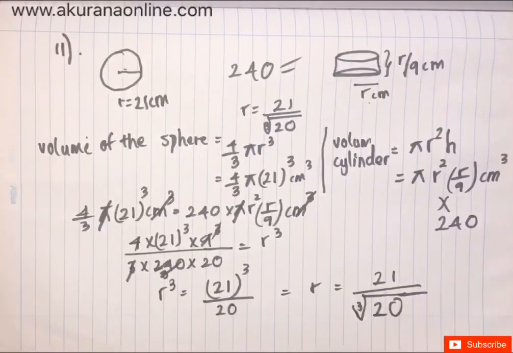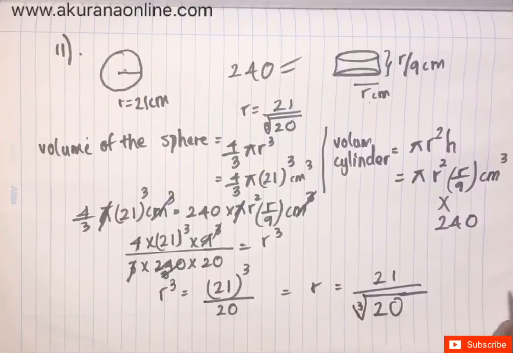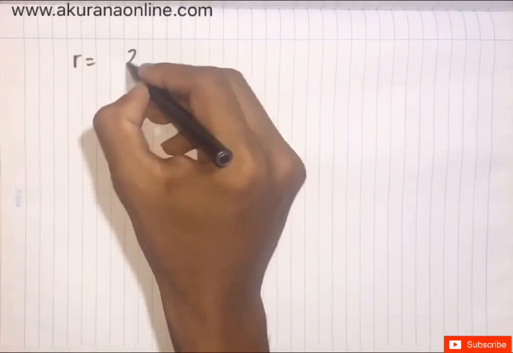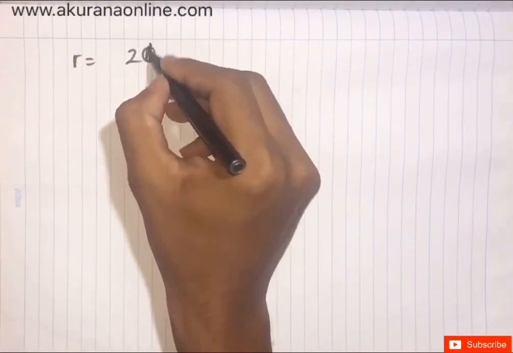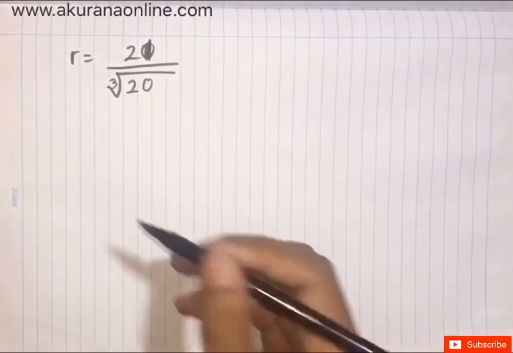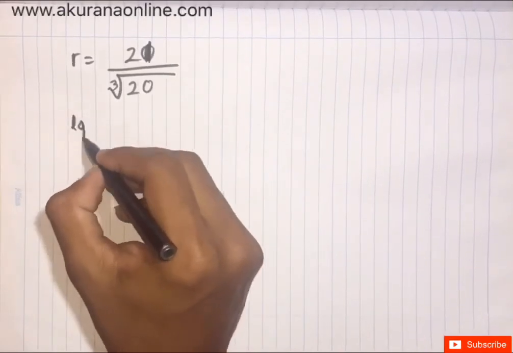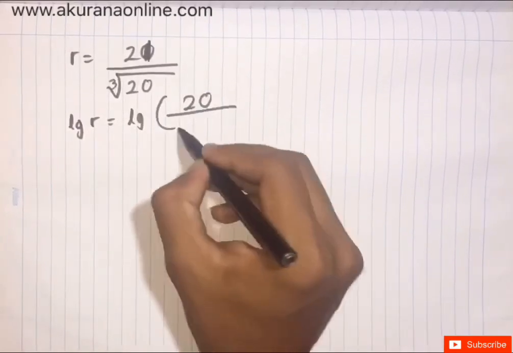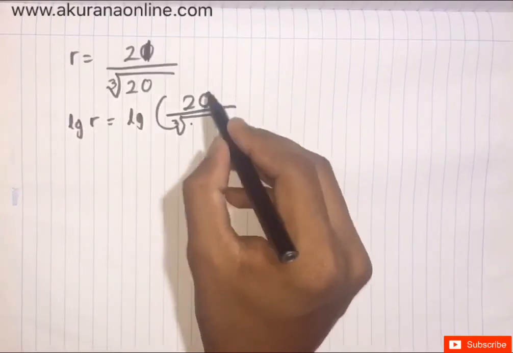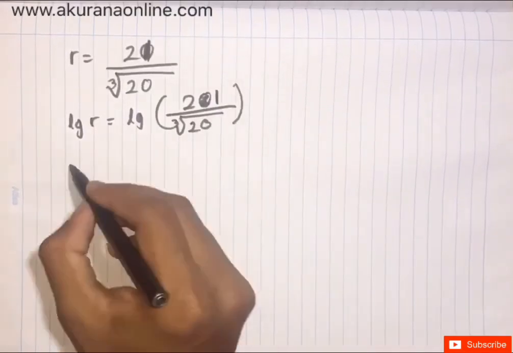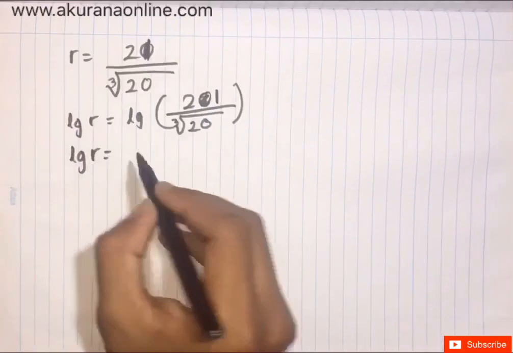Also they are asking you to solve this using logarithmic tables. Now I'll just show you the part of solving. Now since r is equal to 21 over cubic root of 20, what you can do is take log on both sides. Here also you take log, then you have 21 over 20. Now still the log is valid.